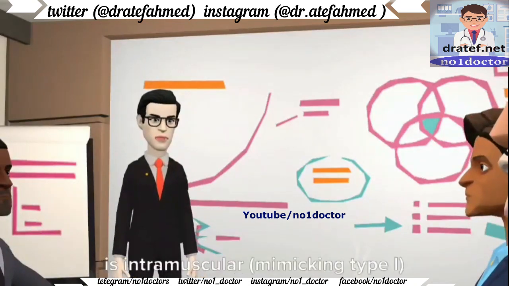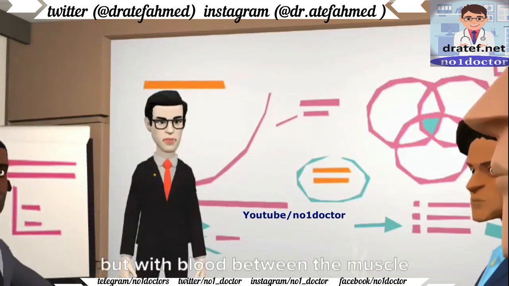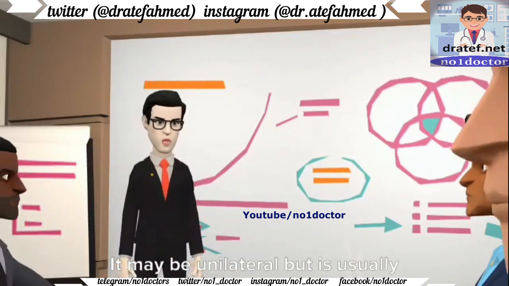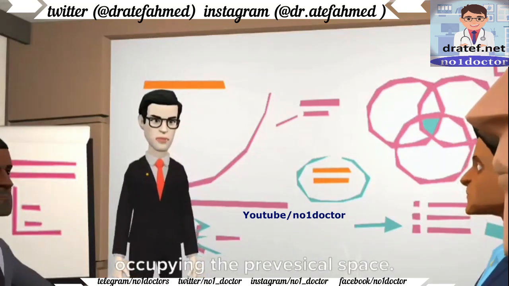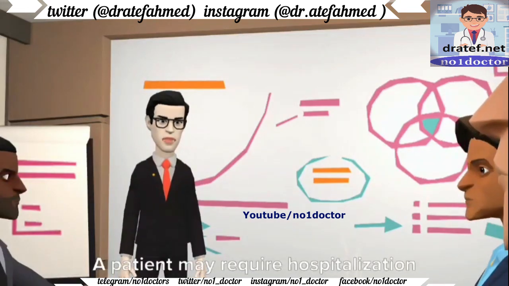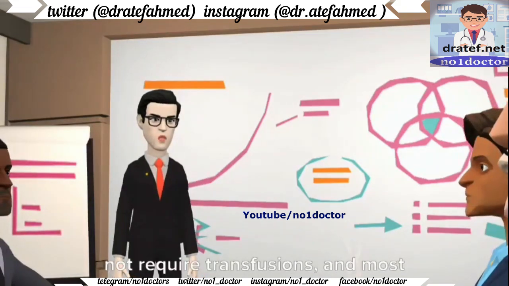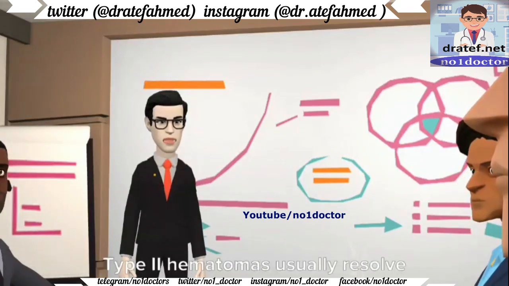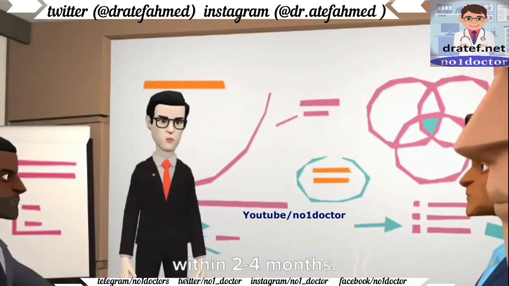Type 2: the hematoma is intramuscular, mimicking type 1, but with blood between the muscle and the transversalis fascia. It may be unilateral, but is usually bilateral, and no blood is observed occupying the prevesical space. A fall in hematocrit may be observed. A patient may require hospitalization for close observation, but most do not require transfusions, and most are discharged home within 3 days. Type 2 hematomas usually resolve within 2-4 months.